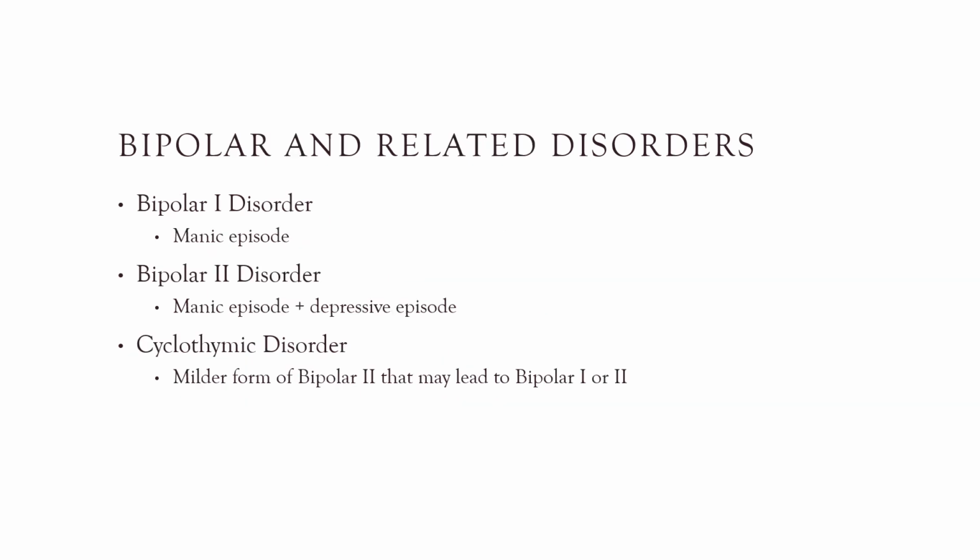All right, so next are the bipolar and bipolar-related disorders. So bipolar we typically classify as either 1 or 2, so bipolar 1 or bipolar 2. The main thing that characterizes bipolar disorder are these episodes of mania. And mania is essentially where someone has an extremely high mood, so it's the opposite of depression in a lot of ways.